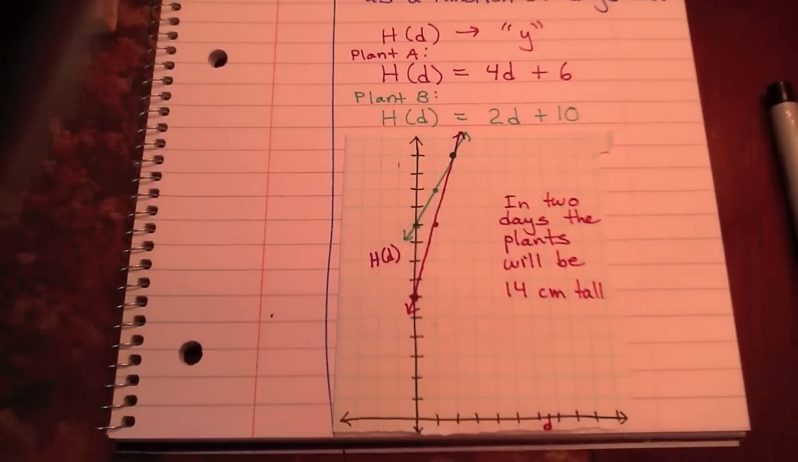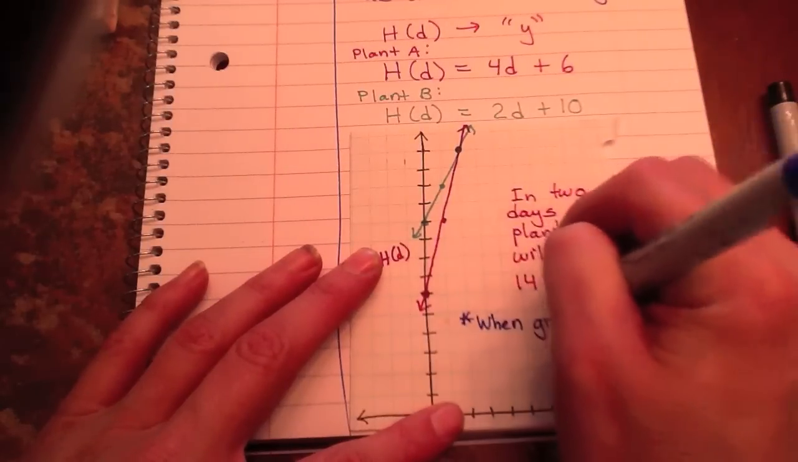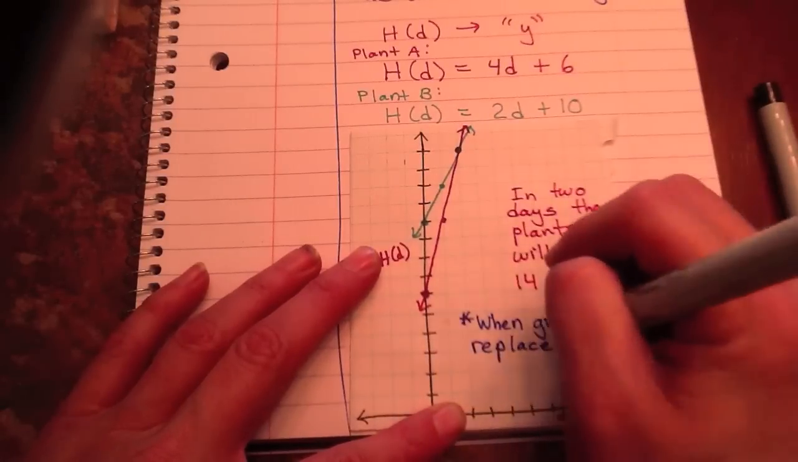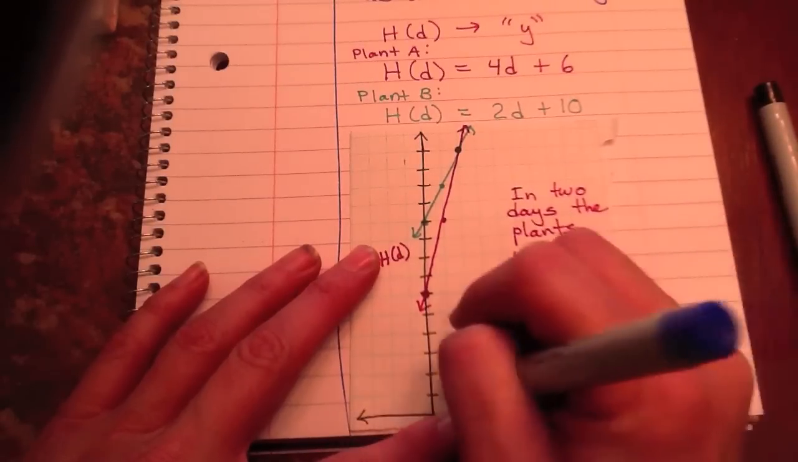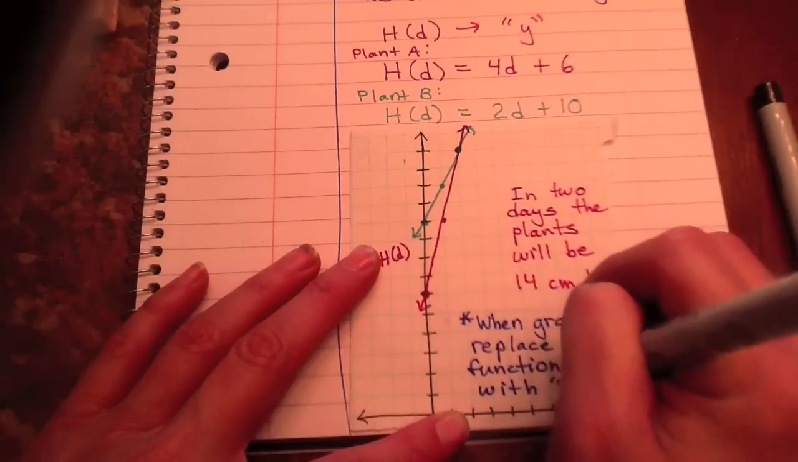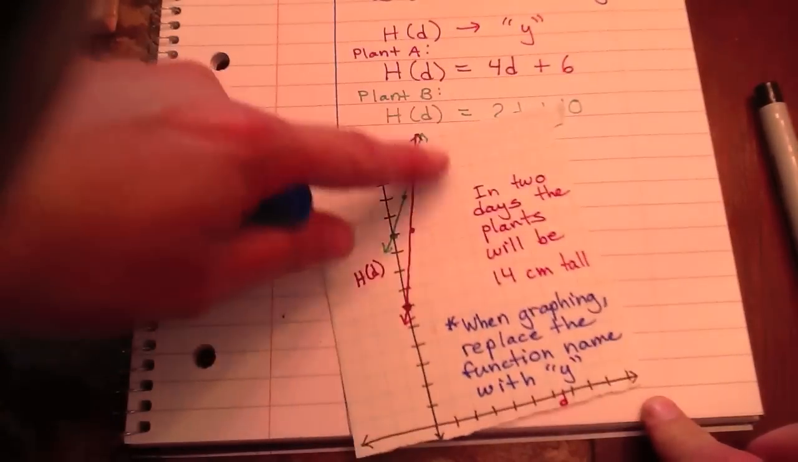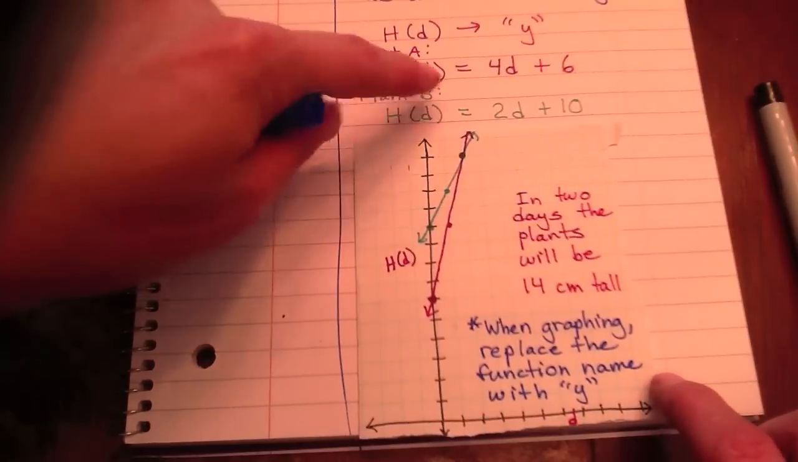I want everyone to write this in even if you didn't copy the graph down, but I do want you to write this part down. Make sure that you understand that when you're graphing, you're going to replace the function name with y. What I mean by that is when you go to graph it using slope-intercept form or standard form, this right here can just be used as a y if you need to think of it that way. y equals 2d plus 10.